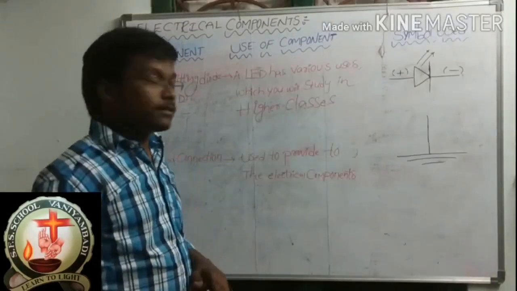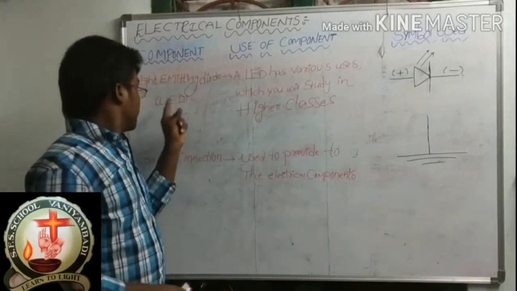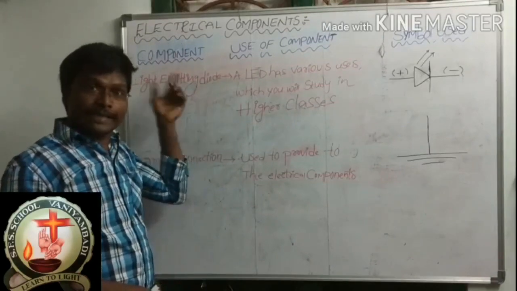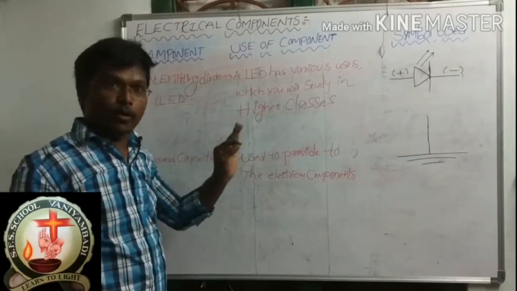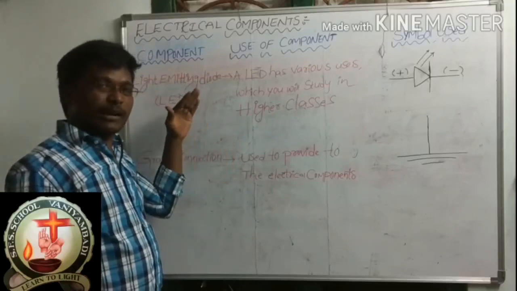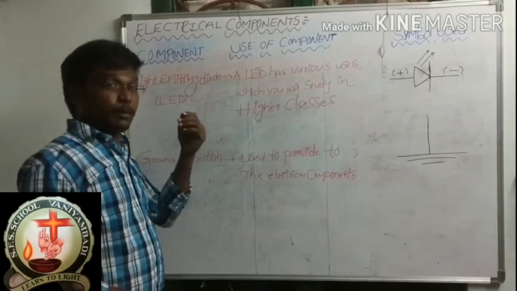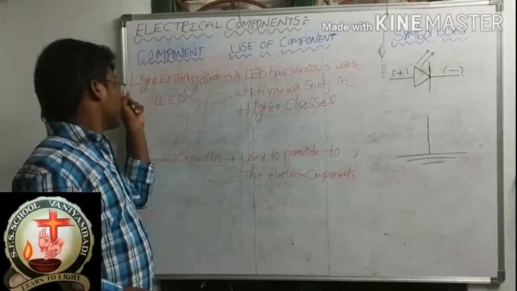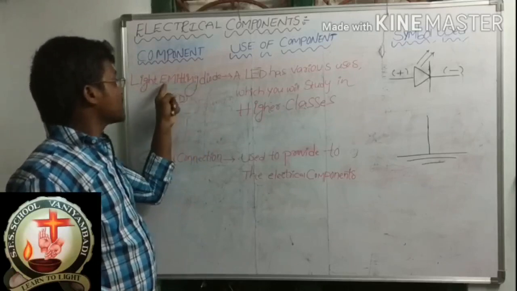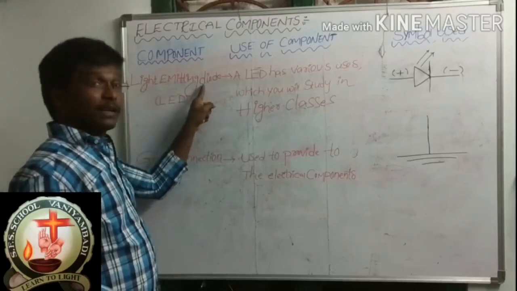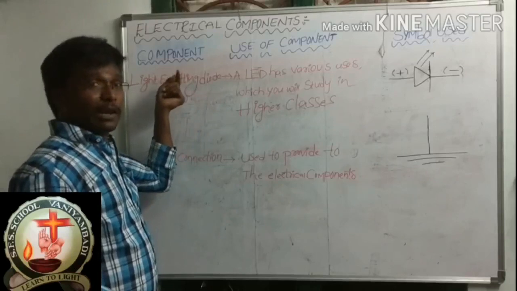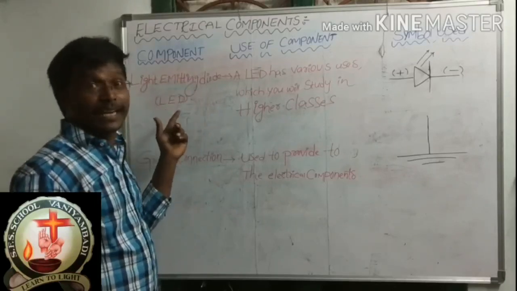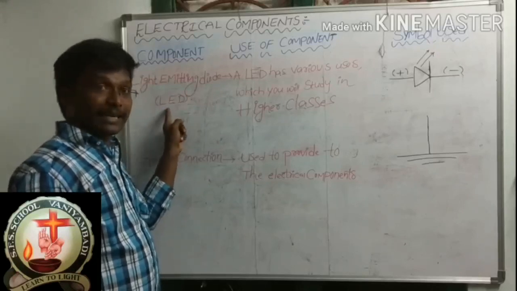Next component, light emitting diode. This is the component name. Instead of calling the big name, light emitting diode, we can reduce that name. Light, first letter L, emitting, first letter E, diode, first letter D. By using the full name, we can make a short name: LED.